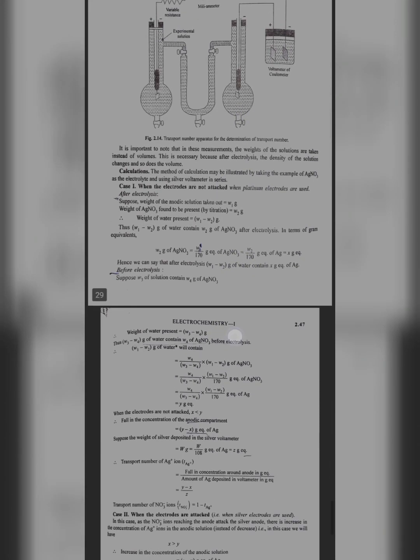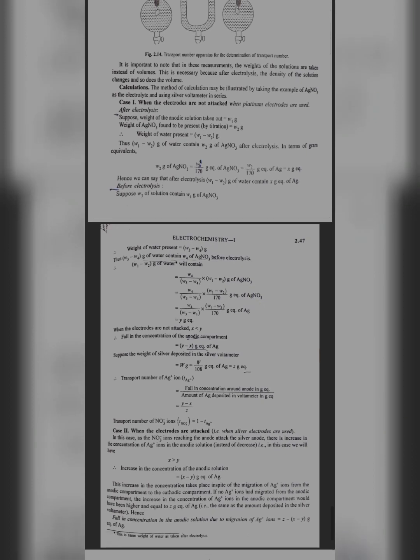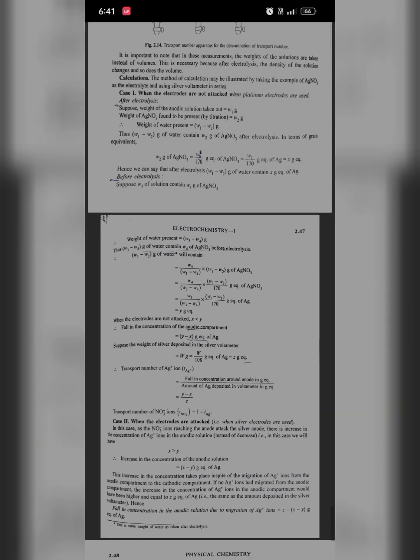Now calculation. This method of calculation may be illustrated by taking the example of AgNO3 as the electrolyte, using a silver voltmeter in series. Case 1: when the electrodes are not attackable, that is, when platinum electrodes are used. After electrolysis, suppose the weight of anodic solution taken out is W1 gram. Weight of AgNO3 found to be present is W2 gram. So weight of water present is W1 minus W2 gram. Thus W1 minus W2 gram of water contain W2 gram of AgNO3 after electrolysis.